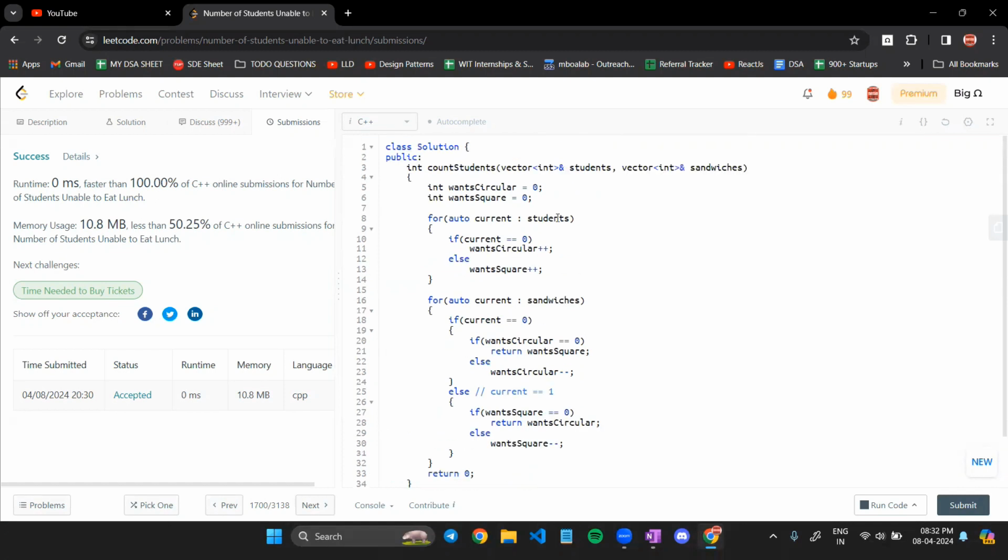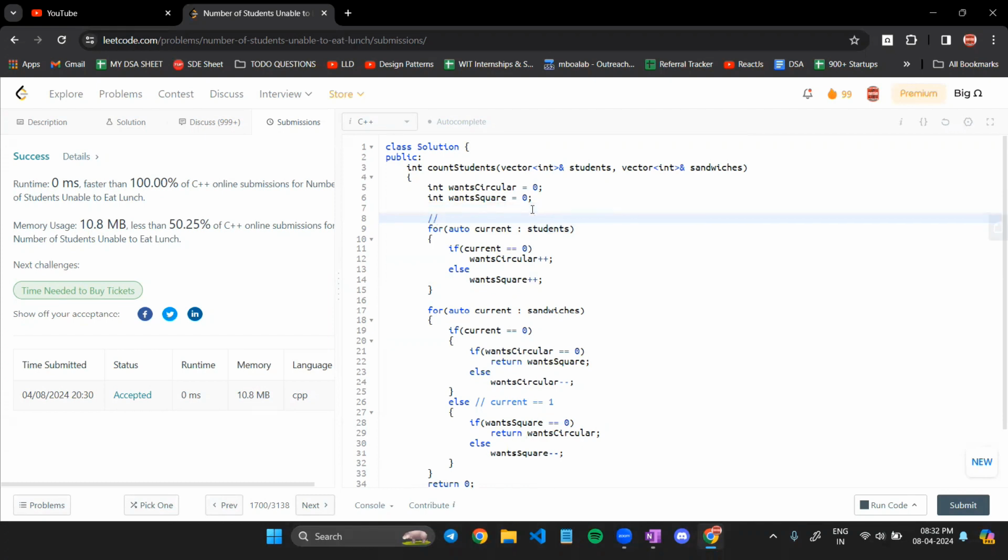Let's see how. So what are we doing over here? Here we are first iterating over the entire students array in order to calculate how many students want a circular sandwich and how many students want a square sandwich. So it means that over here we will be processing all the n elements of the students array. So it will cost us a time complexity of order of n, correct?